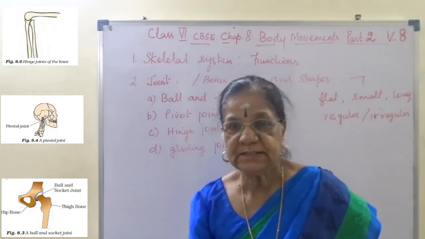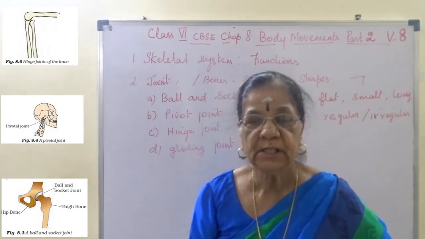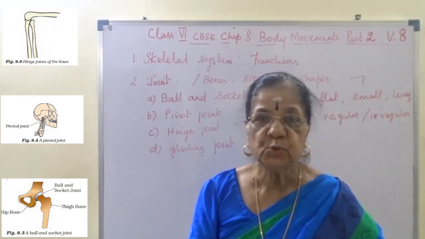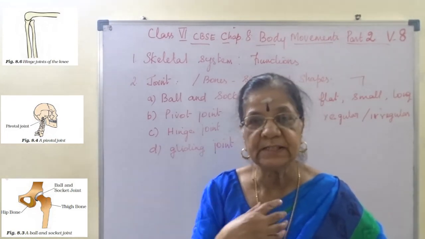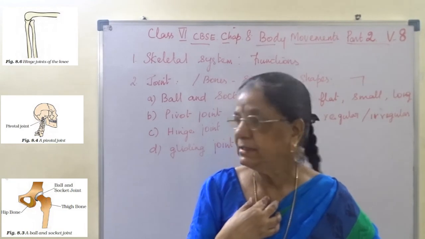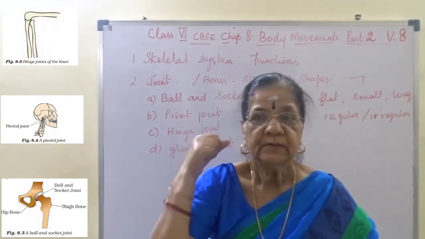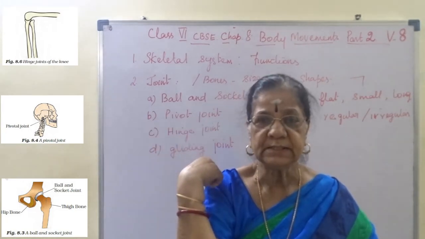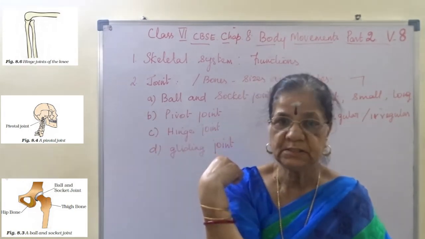Whereas ball and socket joint, it can rotate, you can move up and down. So it shows movement in all directions. Whereas pivot only side to side. Whereas hinge joint only one word direction, forward direction.